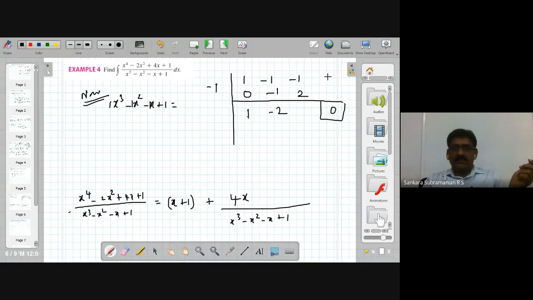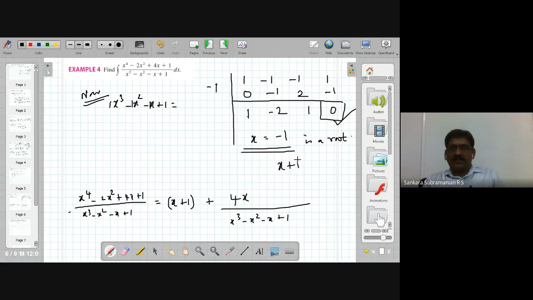OK. So if you go with -2 + 2, you get 1. So -1 into 1, you get -1. Now you get 0. So therefore, x is equal to -1. x is equal to -1 is a root actually. So therefore, x plus 1 is a factor.